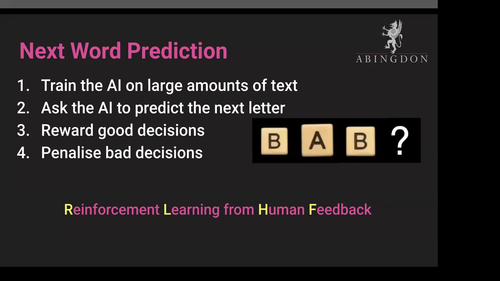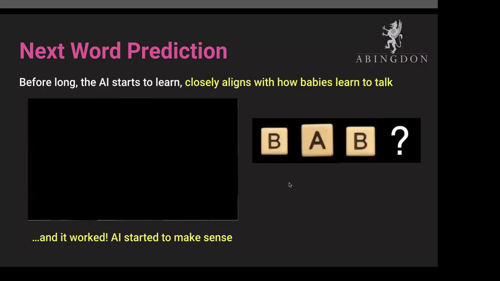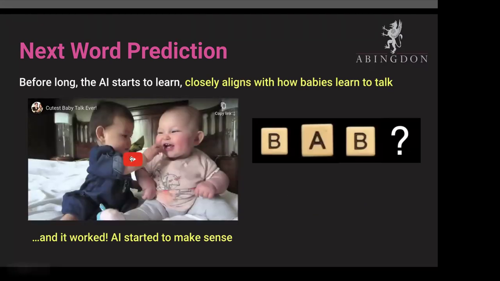So let's just look at what we've done here. It's not next word prediction at the moment, it's next letter prediction. But what you do is you train an AI on large amounts of text. You give it an input like this, and then you ask the AI to predict what the next letter is going to be, and then you train it to increase those weights by rewarding good decisions and penalizing bad decisions, effectively giving it a reward. This term is called reinforcement learning from human feedback. So that's the way that this stuff works. And it's very closely aligned with how babies learn to talk as well.